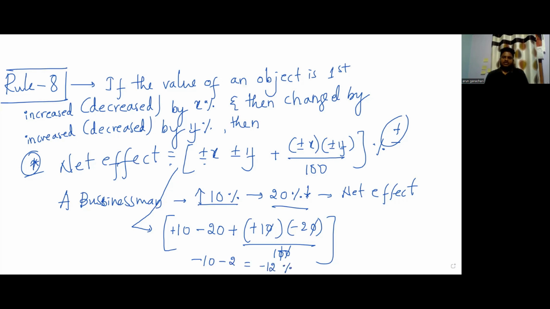Finally, the price is what? Reduced. Minus means what? Minus means reduced. So totally the price will become what? Minus 12%. That means if it was 100 earlier, now the price will become what? 88.